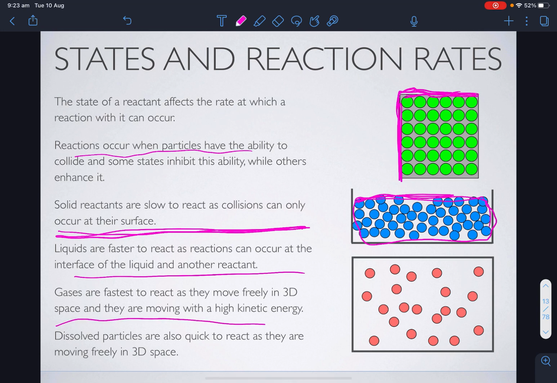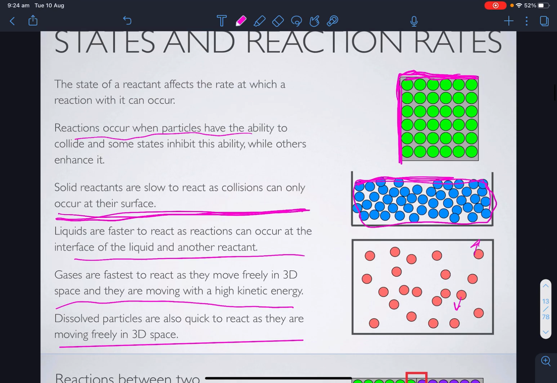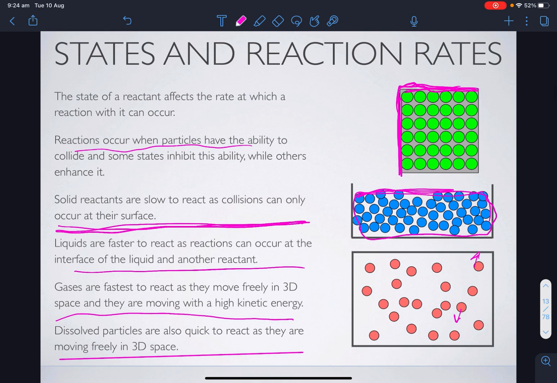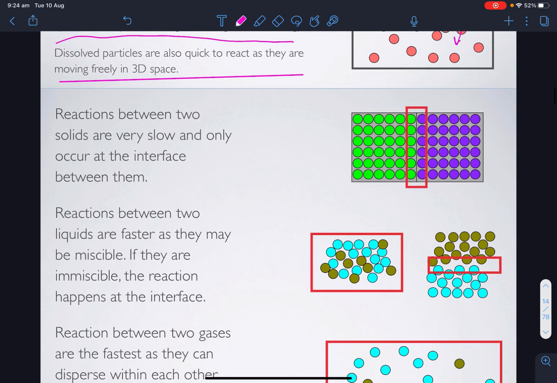And the liquid moves around, so it's a little bit faster. Gases are the fastest as they freely move in 3 dimensions and with a lot of kinetic energy. So there's a lot of chances for meeting something else and reacting. Also, dissolved particles, so let's just think about something dissolved in water, react quickly as they can also move in 3D space like a gas. Not quite as quick, but still very freely. So reactions in the aqueous state can be fairly quick too.